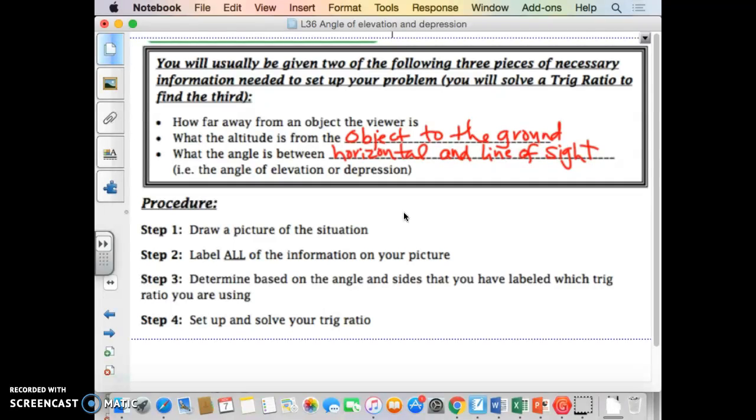Okay, so if you want procedural steps, the first thing you always want to do is draw a picture, label your sides, pick the ratio. So this is where you do SOH CAH TOA. And then you're going to set up and solve your trig ratio.